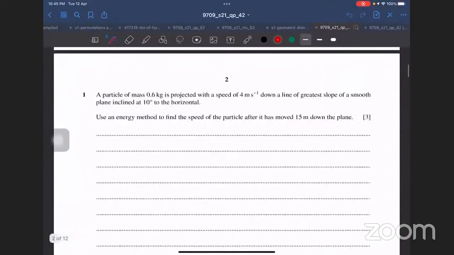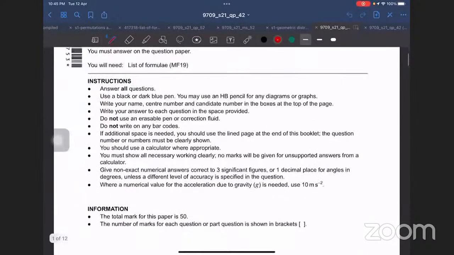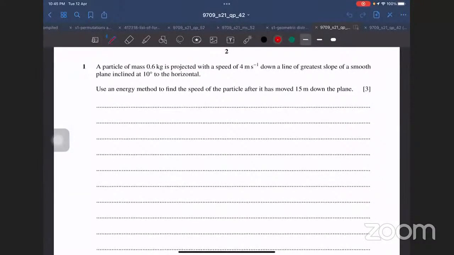Okay, so this paper is June 2021 for two. The first question, this is the mechanics paper. A particle of mass 0.6 kg is projected with a speed of 4 down a line of greatest slope. Okay, so there's a slope of 10 degrees and the mass is 0.6, projected with a speed of 4, and it's a smooth plane.